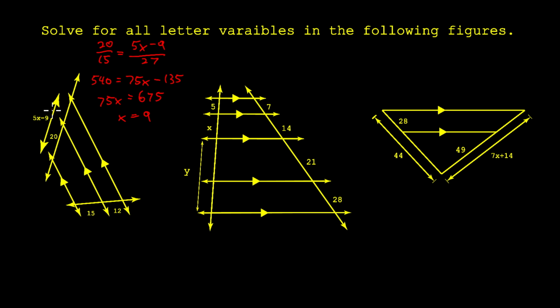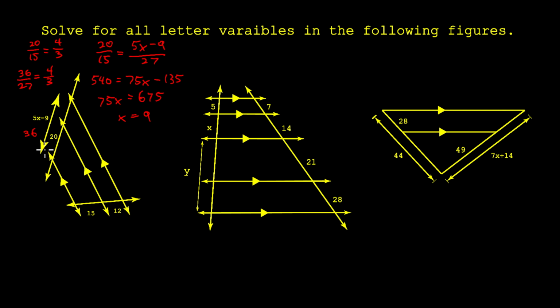So let's take this 9 and plug it back in. 5 times 9 is 45 minus 9 is 36. So we have 36 there. Now let's check and make sure we have the proportion as a check. So this original proportion, 20 over 15 divided by 5 gives us 4 over 3. And then let's do this, 36 over 27. So divide each by 9. And again, we get 4 over 3. So we have our check on this one.